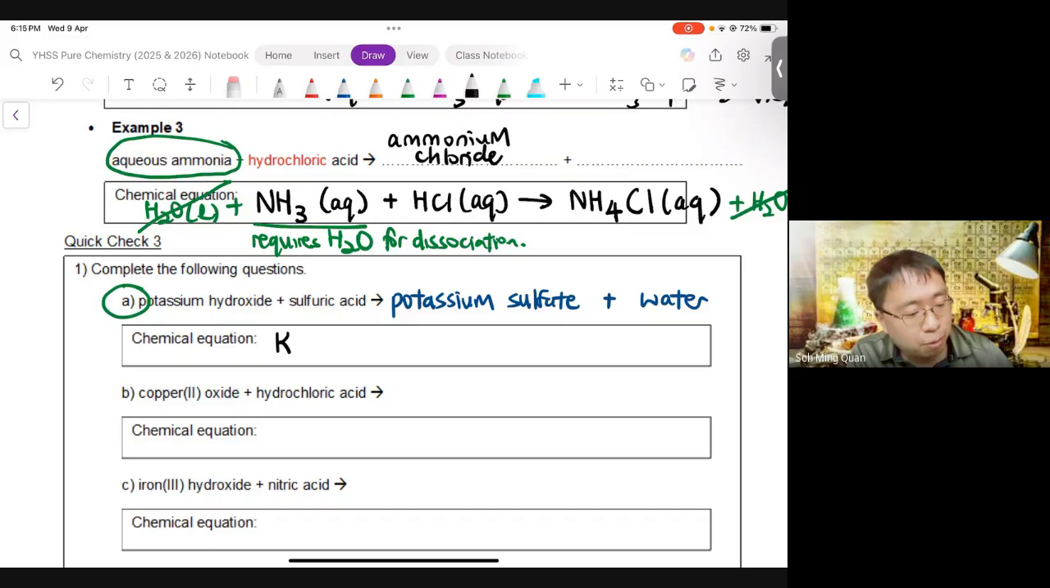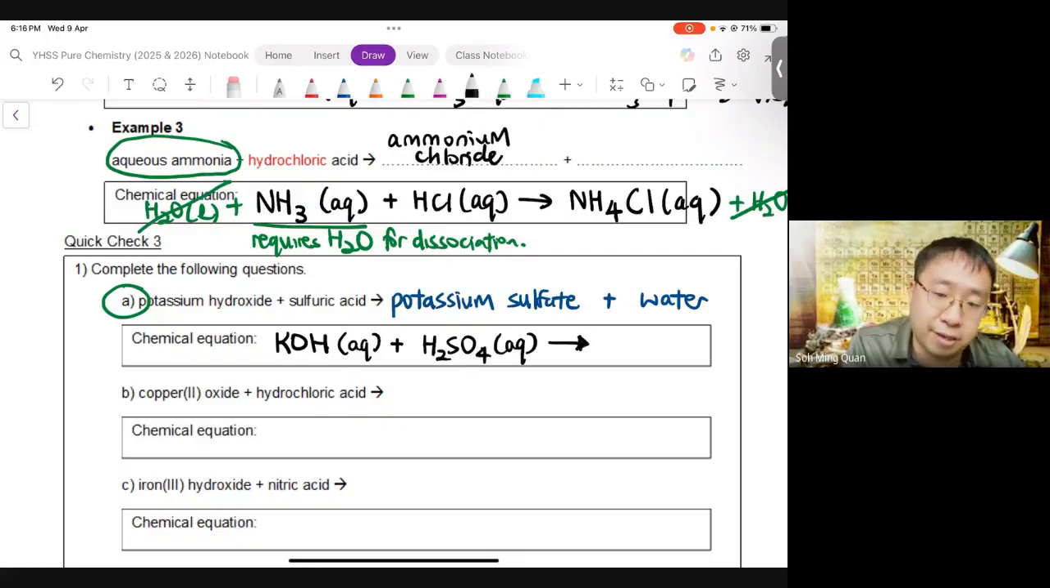So potassium hydroxide is KOH. We know that because group 1, potassium. Group 1, lose 1 valence electron, so it's K plus charge. OH minus, so KOH. Okay, this is aqueous. Sulfuric acid, must memorize formula, H2SO4 aqueous. And there we come to potassium sulfate.